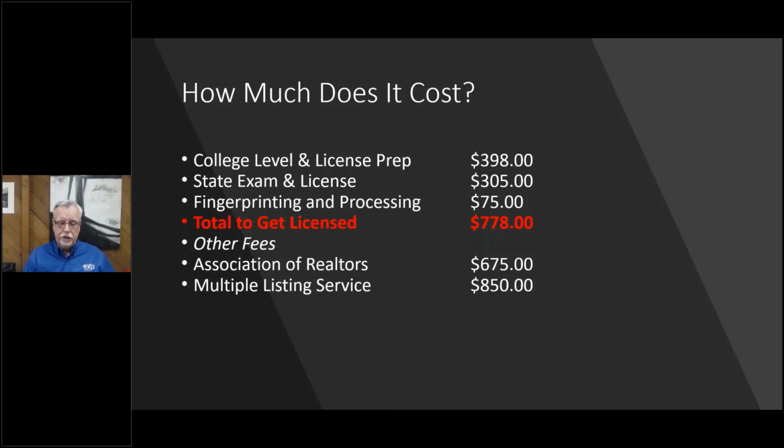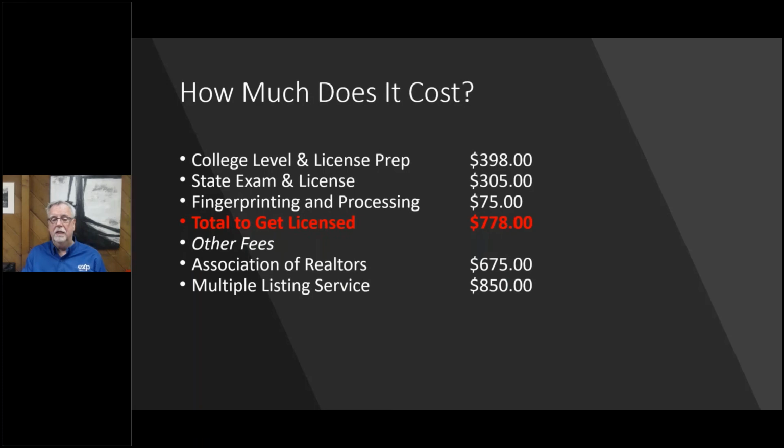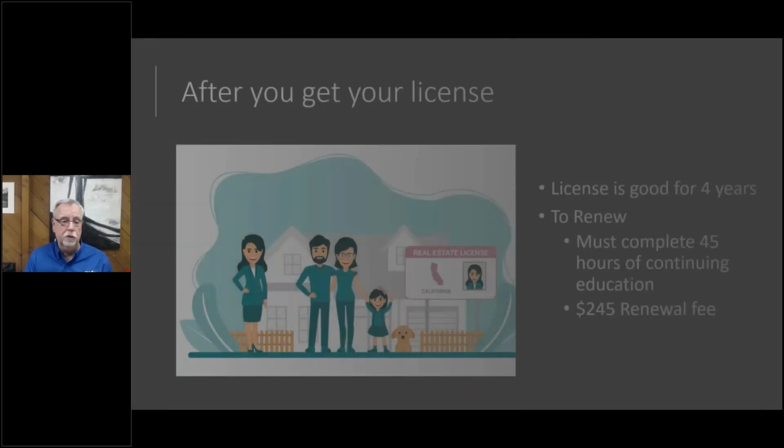In addition, when you join the union, the Association of Realtors, that's roughly $675 a year. And the multiple listing service, and this can vary a little bit depending on which one you're in, is about $850 a year. By the way, let me just say our average commission is over 20 grand. Just want to say that. Average commission is over 20 grand. But those are the costs.